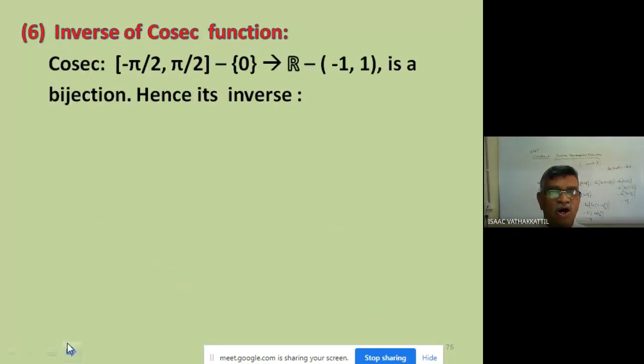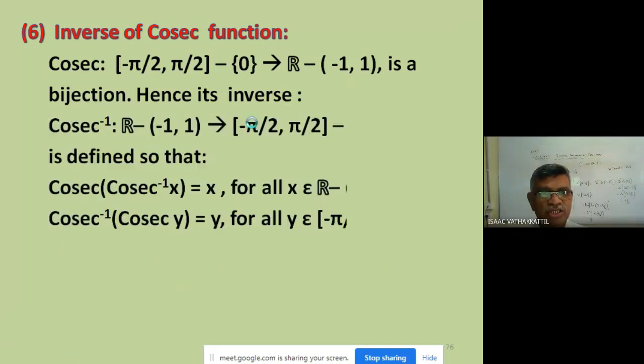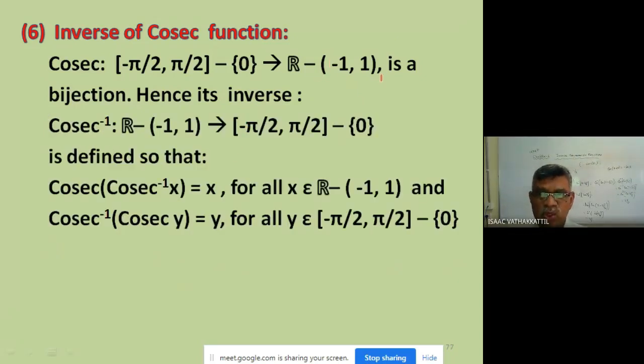So we define now cosec from [-pi/2, pi/2] minus {0} to R minus (-1, 1) as a bijection. Hence its inverse is from R minus (-1, 1). The domain of cosec inverse is the range of cosec, that is R minus (-1, 1). And the range of cosec inverse is the principal domain of cosec, that is [-pi/2, pi/2] minus {0}. Now you know the routine steps. Cosec of cosec inverse x equals x for all x in R minus (-1, 1), and cosec inverse of cosec y equals y for all y in the closed interval [-pi/2, pi/2] minus {0}.